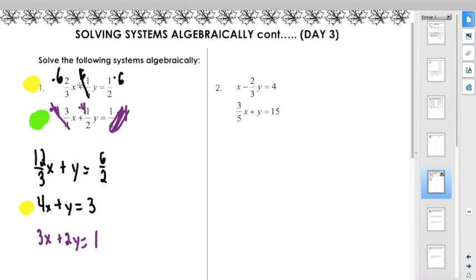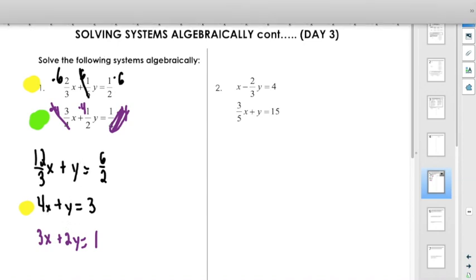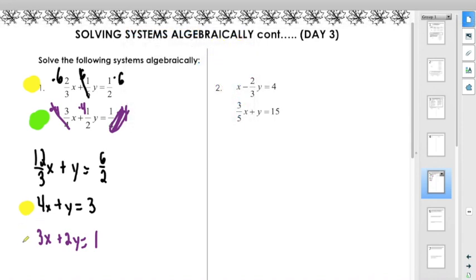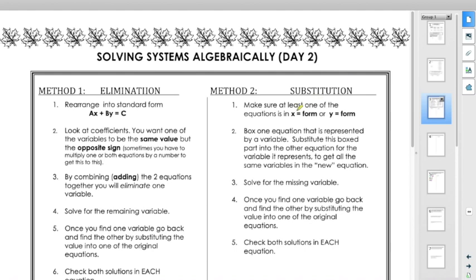So we just took this whole system of fractions and made it into something much easier to look at, right? I have 4x plus y equals 3 now, and then I also have 3x plus 2y equals 1. Much easier to look at. So now, remember back to day 2, I said I was going to use substitution, right? So I want to get either x by itself or y by itself.